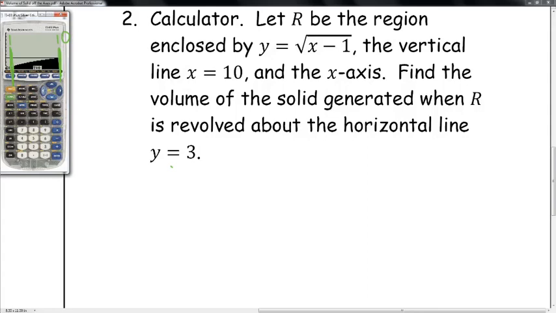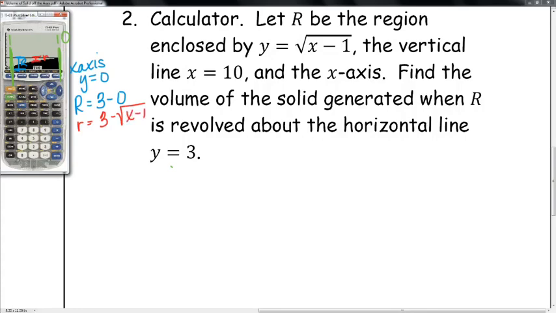My capital R is the distance between, we're talking about the x-axis. So the equation for the x-axis is y equals 0. So my capital R is the distance between my y equals 3 line and the x-axis. And so my capital R is going to be 3 minus 0. My lowercase r is the distance between, again, y equals 3 and my curve. So my lowercase r is going to be 3 minus the square root of x minus 1.